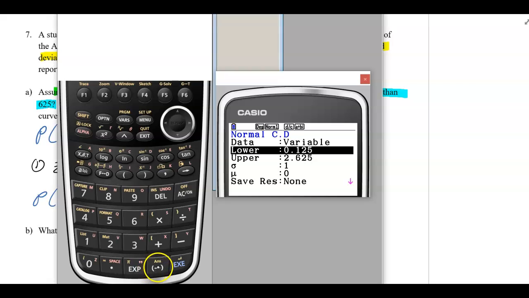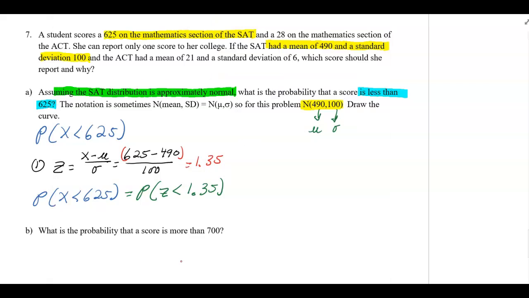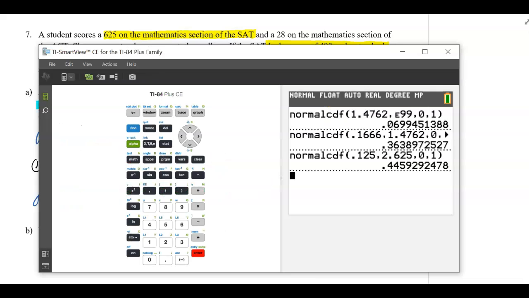1.35. So I'm going to say negative 10 raised to the 99, and then my upper bound is 1.35, and when I do that a couple times, I get 0.9115 if I were to round. So this is approximately 0.9115. Let me do that on the TI.